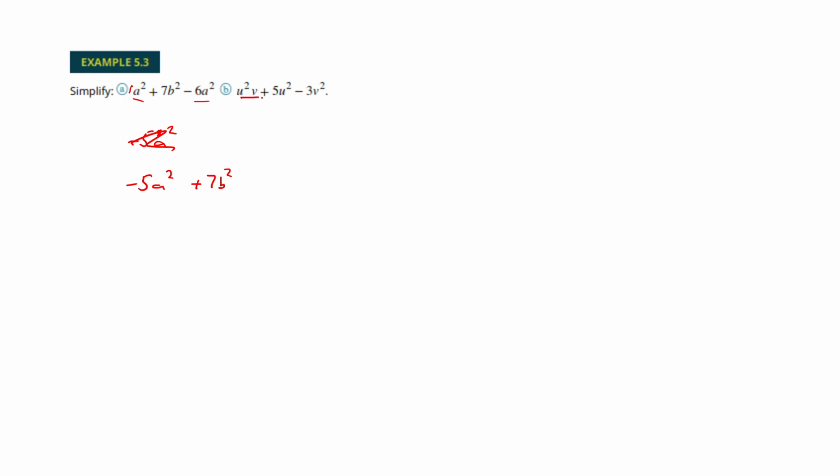Now here, that's all the name of the team, u squared v. There's no one else on that team, and there's no one else on either of these. And so this would actually stay the same. There's nothing that can combine. We would just be stuck with this. That's a v there.